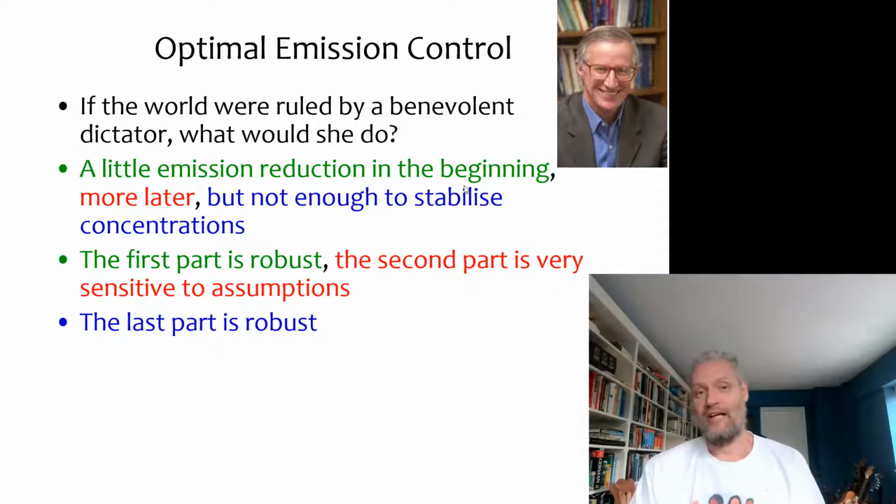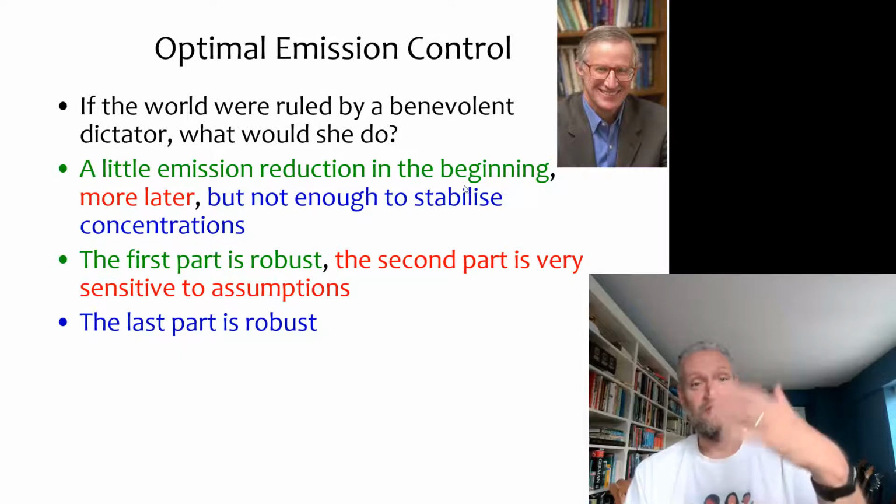How fast you want to accelerate after that is very sensitive to assumptions. Some studies say climate policy should intensify at a rate of 1% per year. Other studies say it's 5% per year. Somewhere in between is a reasonable range. There are even studies that say you should decelerate.